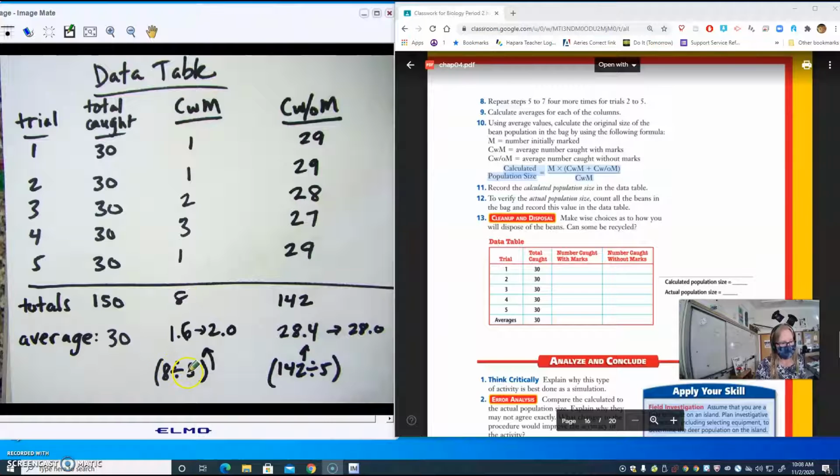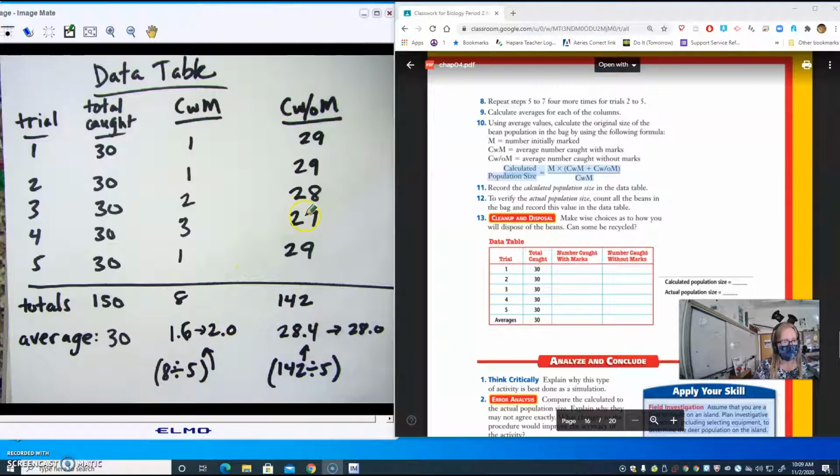Divided 8 by 5, got 1.6, but you can't really have 0.6 of an animal. So I rounded that up because this is closest to the next whole number, which is 2, okay? So that's my average, 2 each time.